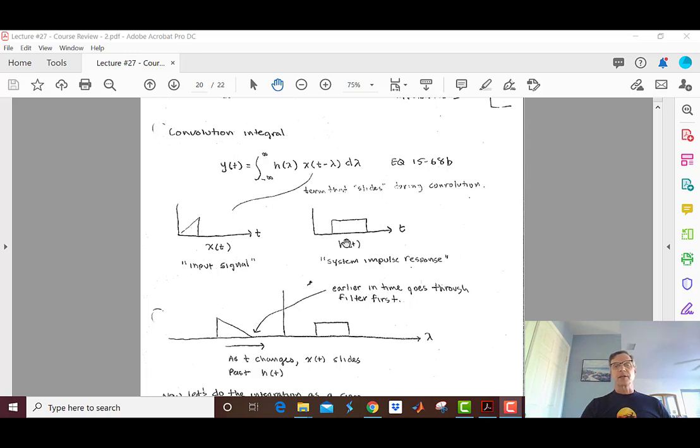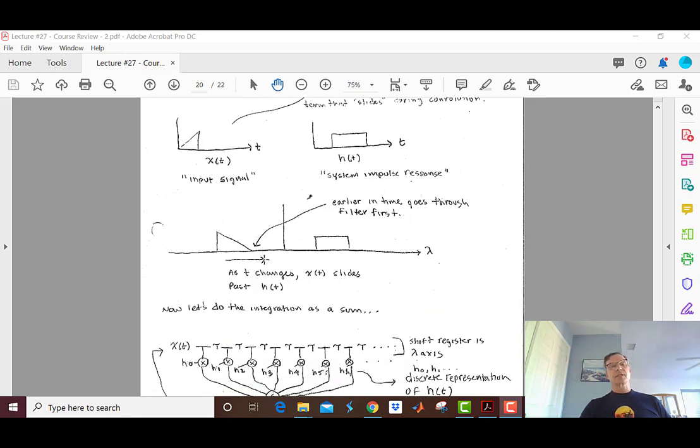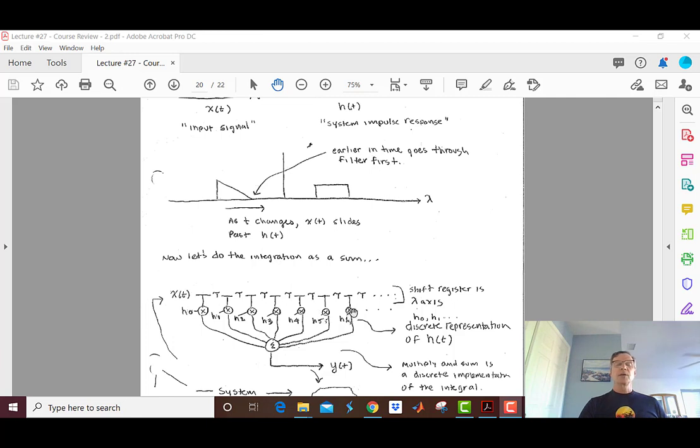So here's x of t and here's h of t, and we're pretty familiar with those. And we know that we had to time reverse x of t, so we could put the first note of this music through the filter first, or earlier in time goes through the filter first. But what I'm going to do now is do the integration as a discrete calculation. I'll do it as a sum. And you remember the Riemann sums that you worked with in calculus, and you made the little time integral smaller and smaller and smaller, and then out popped the fundamental theorem of calculus. Talk about smart people.